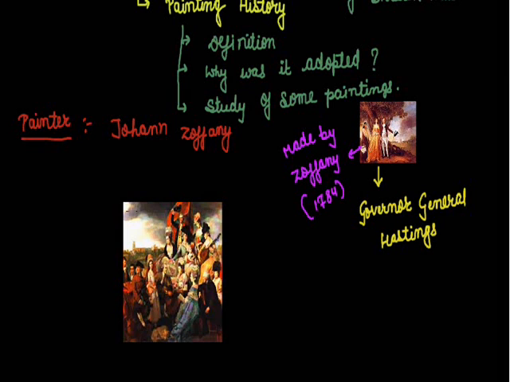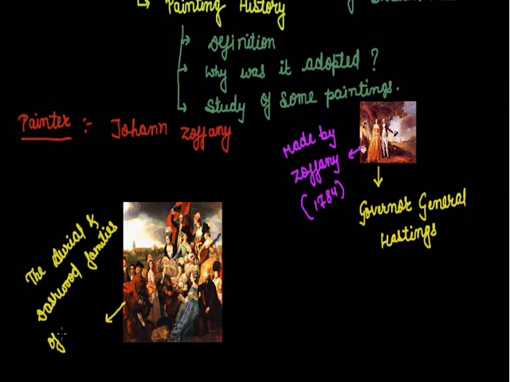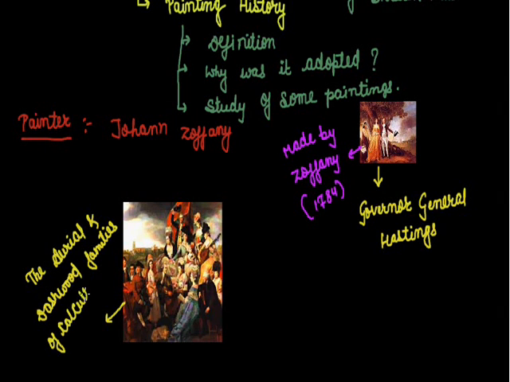And this painting was also made by Johann Zoffany, and in this painting the Oriel and Dashwood families of Calcutta were painted, and this was also made in 1784. Both these paintings are examples of oil painting, which has been discussed in our previous video.